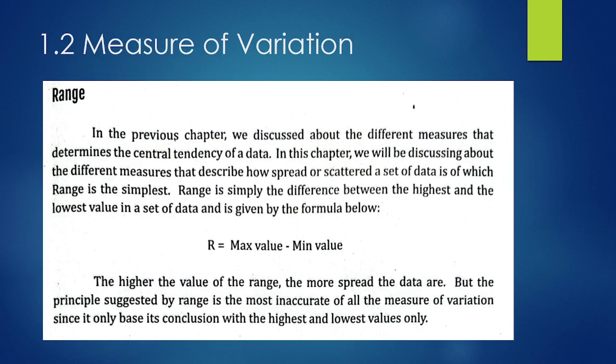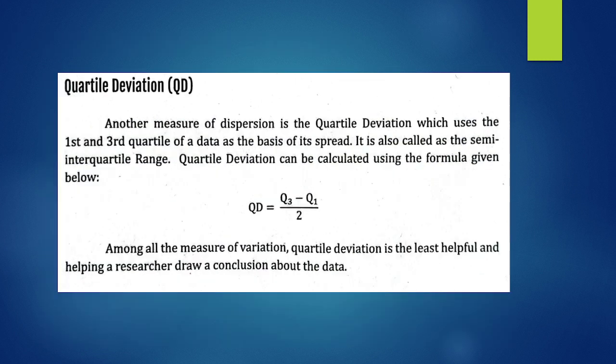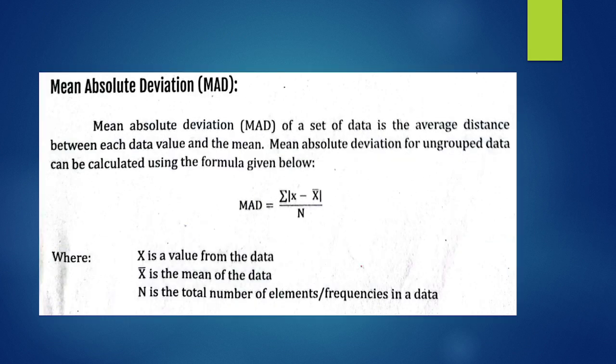So again, our topic is the measure of variation. The first one we discussed, or introduced rather, is the range, and the second is the quartile deviation. Now, the third is the MAD or mean absolute deviation. So we denote it as MAD. Mean absolute deviation or MAD of a set of data is the average distance between each data value and the mean. So mean absolute deviation for ungrouped data can be calculated using the formula given below.